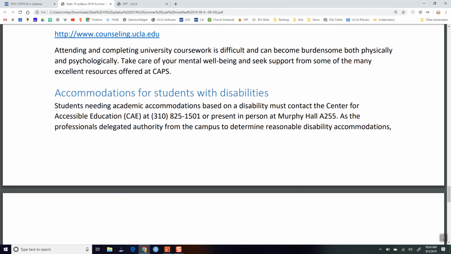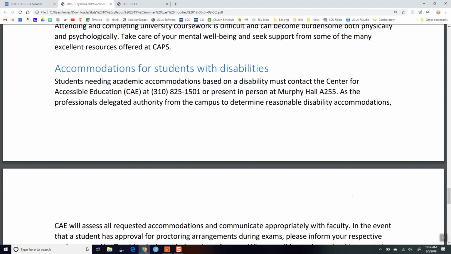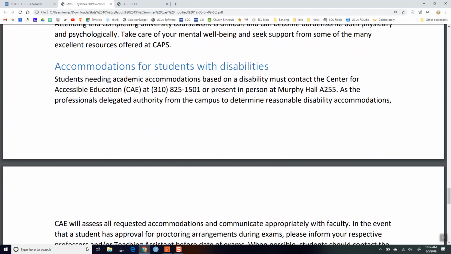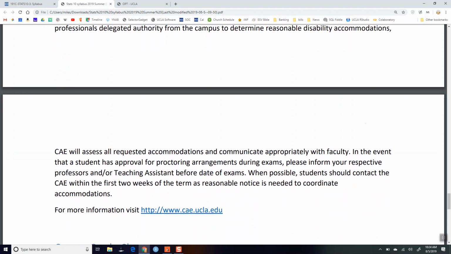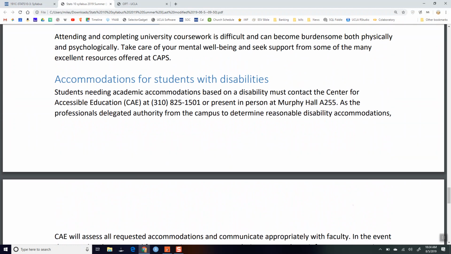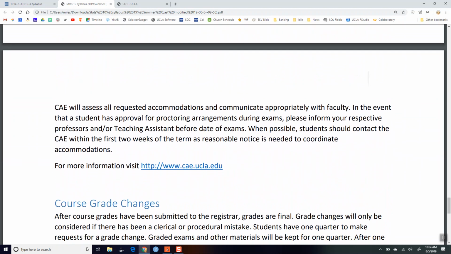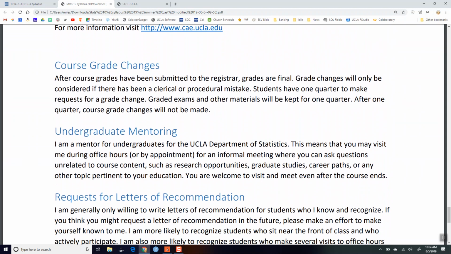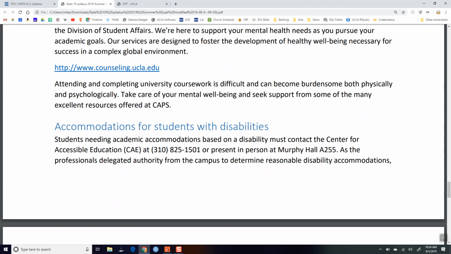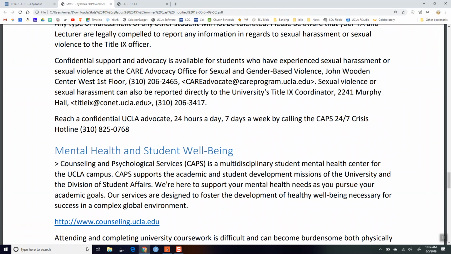If you have a disability, I imagine you are aware of the Center for Accessible Education, but if you're not, the university has resources and is willing to make accommodations to help you there as well. And so that information is listed in the syllabus as well. Okay. And just some extra stuff in the syllabus that we probably don't really need to cover at the moment.